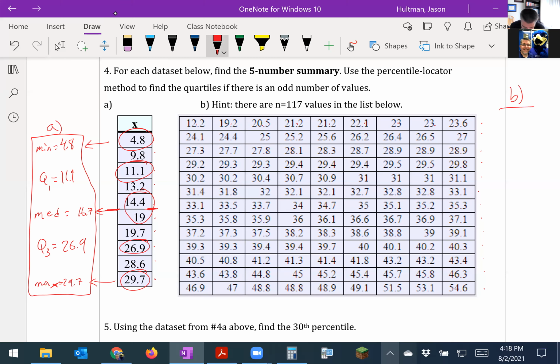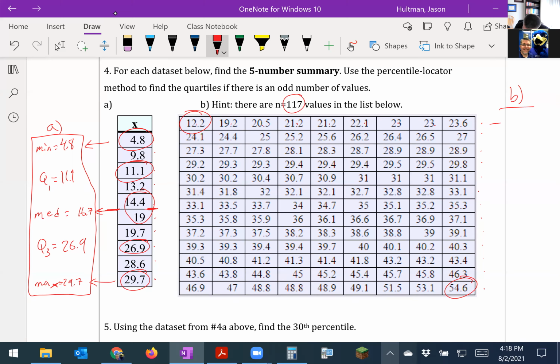Okay, for part B, let's try this guy. There's 117 values. Okay, so this is a lot. So the min and max, that's going to be easy. Here's the max, here's the min. Okay, but now let's find the median. The median is going to be, it's an odd number of values. So what I can do is subtract 1 from this number and cut it in half.